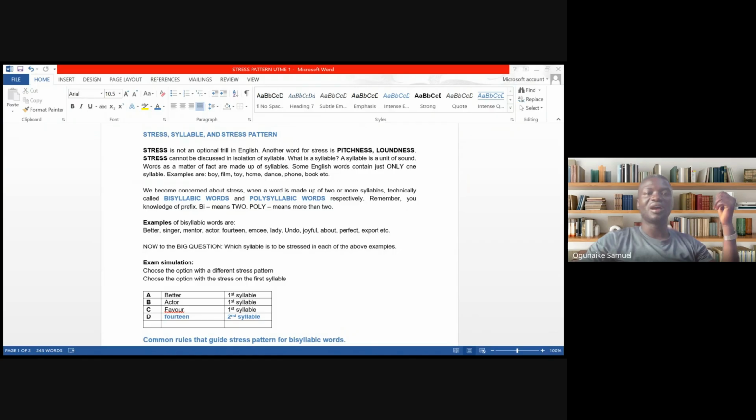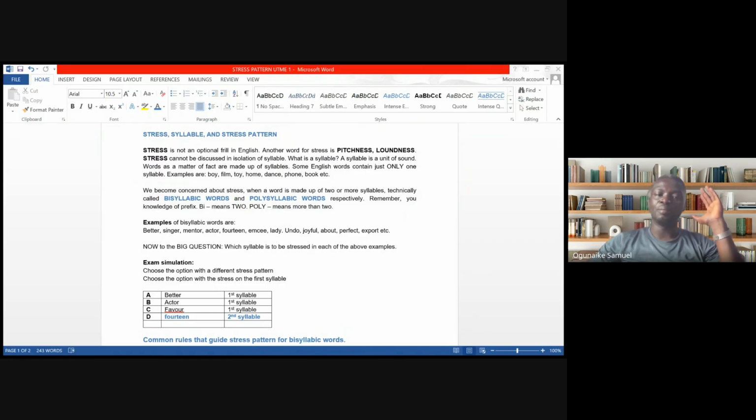Let's see some examples. Okay, boy, girl, that may not really make more sense to us. But let's see the words that make sense, which are the bisyllabic words. Look at this example. I'm going to pronounce them all wrongly so that we can first make sense of them. I'll say better, singer, mentor, actor, 14, MC, lady, undo, joyful, about, perfect, export.